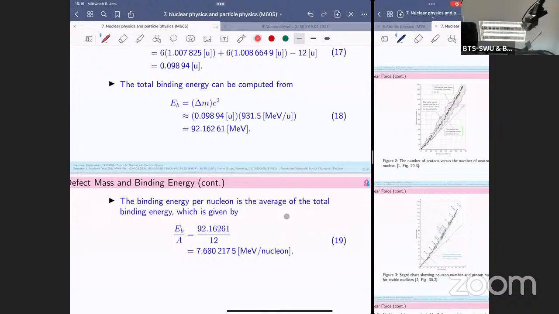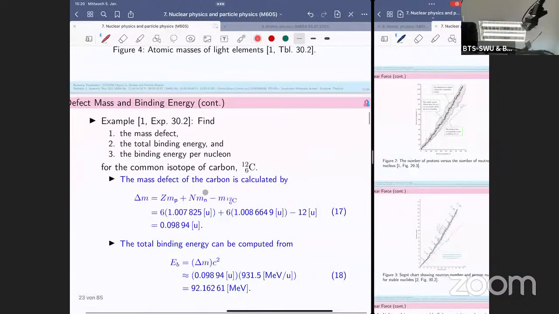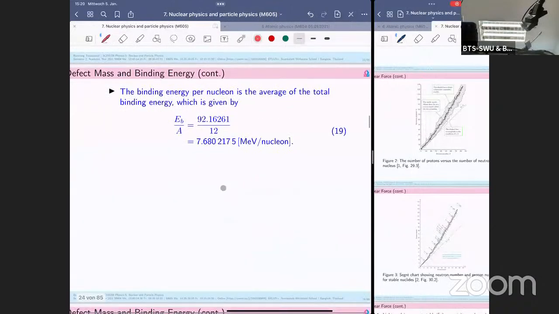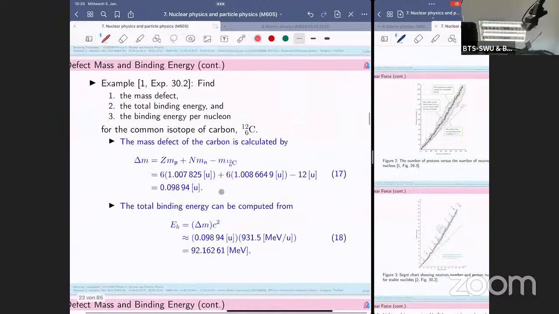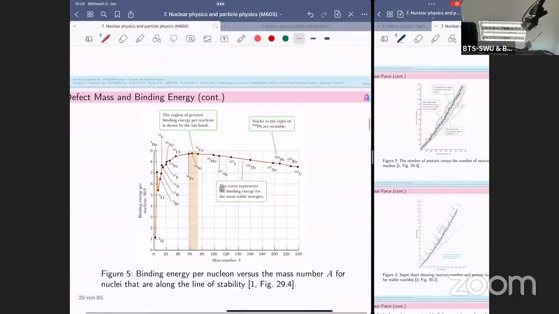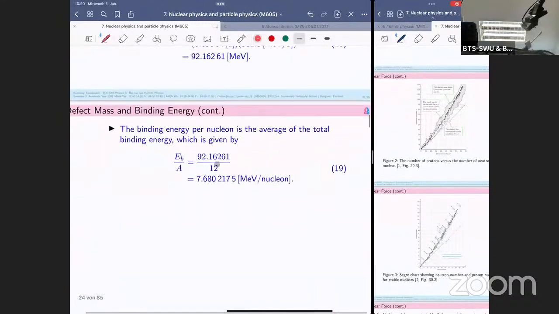Okay, binding energy is EB. This is what you have got in equation number 19. Because we are talking about carbon-12, which has 12 nucleons, you divide it by 12, and you get this value, which is the binding energy per nucleon, 7.68 mega electron volt per nucleon.